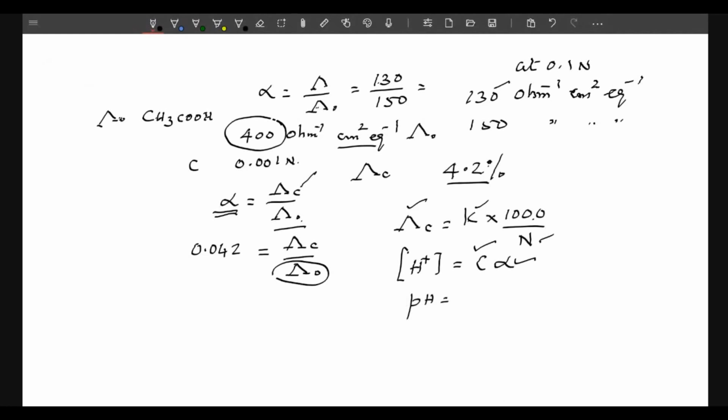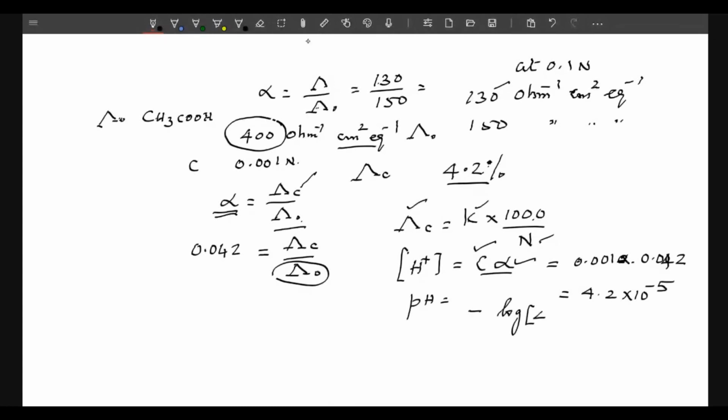pH is equal to, now calculate what is C alpha. C is 0.001, alpha is equal to 0.042. Therefore, multiply it by this, you will get 4.2 into 10 power minus 5. What is the pH of the solution? pH is equal to minus log of the normality of the H plus. It is nothing but 4.2 into 10 power minus 5.